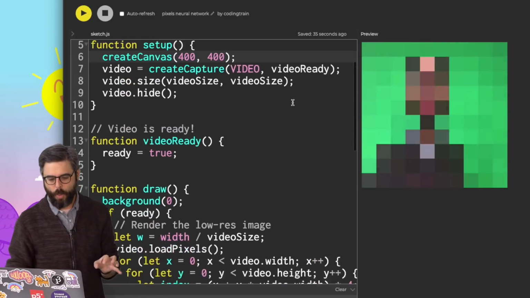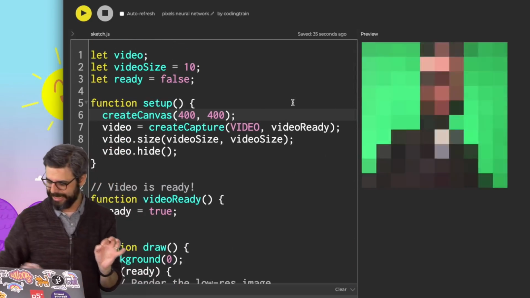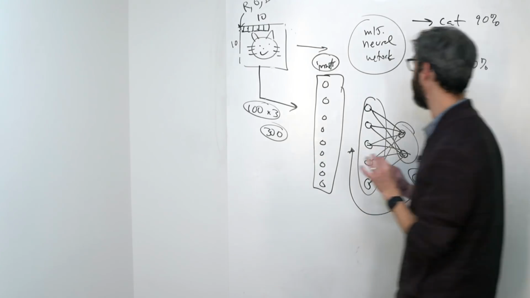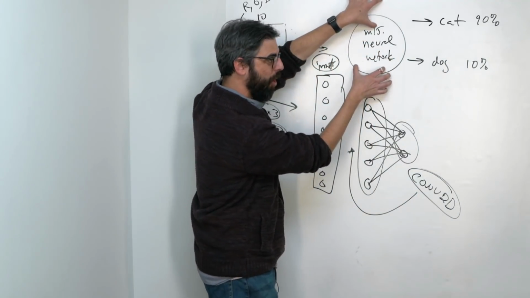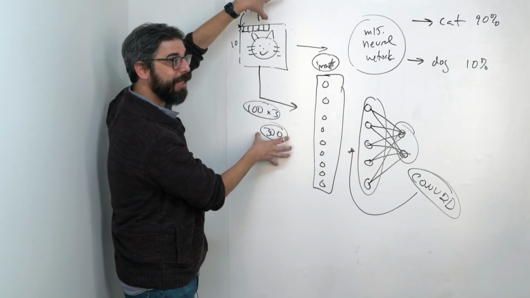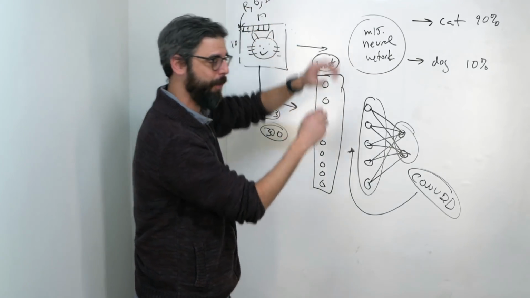But really, this is just looking at every X and Y position, getting the RGB values, filling a rectangle, and drawing it. So what I want to do next is think about how do I configure this ML5 neural network which expects that 10 by 10 image as its input.